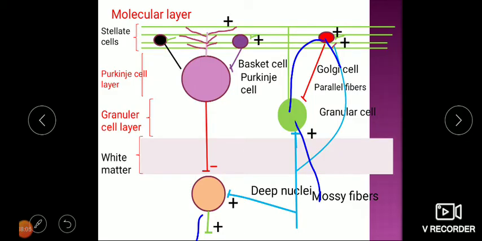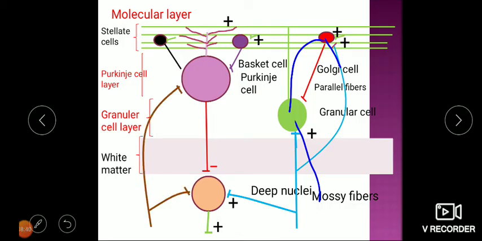So acceleration is there. When we are driving a car, we put our foot on the accelerator, but when we need to stop the car, we put on the brake. So like this, excitation is coming out from deep nuclei, but it is under control from the Purkinje cell. This is very, very important. These connections make the output coming out from the cerebellar cortex excitation basically, but it is under control from Purkinje cells, which are inhibitory in nature.